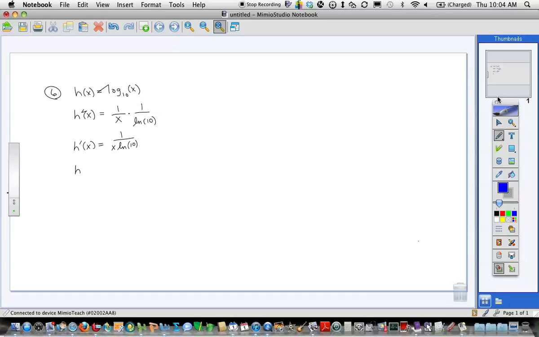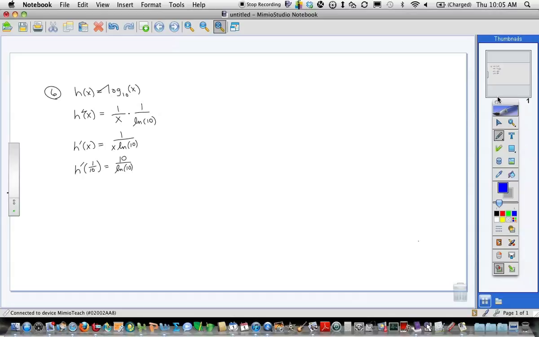So h prime of 1/10, for example, we would put a 1/10. Well, what happens if you have a 1/10 down there? It ends up being on top, and so we get 10 over ln 10. Now, we want to simplify these as best we can, okay? If you would have just stuck a 1/10 down there and left it down there, depending, that might have been good enough.